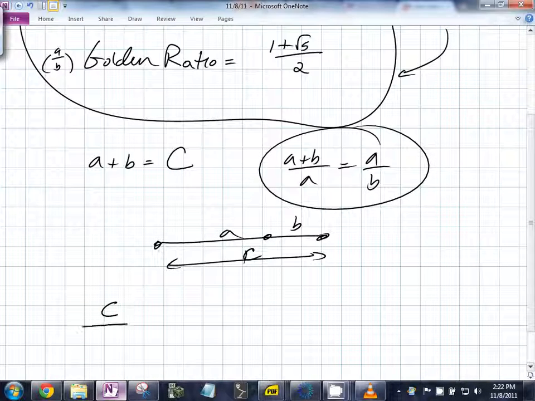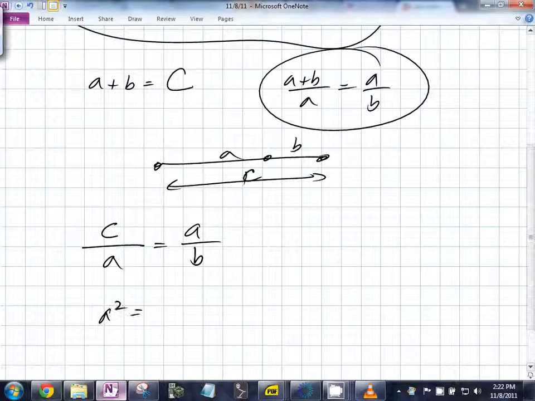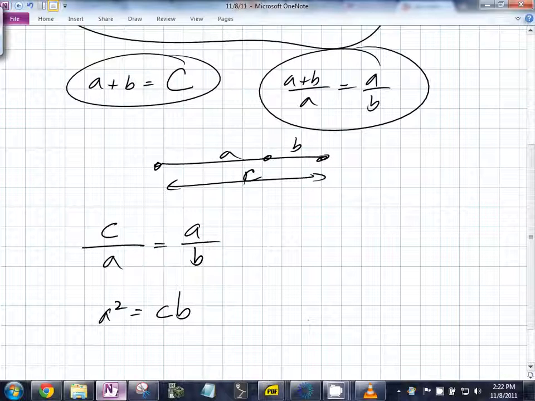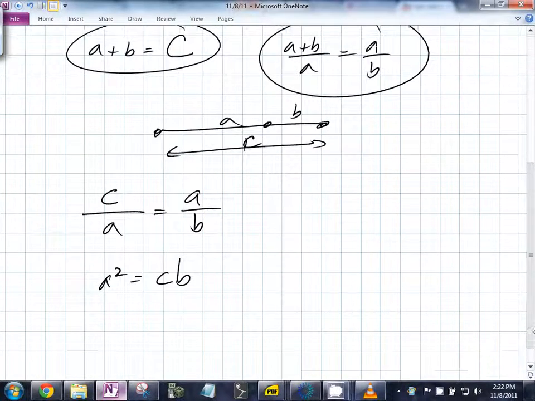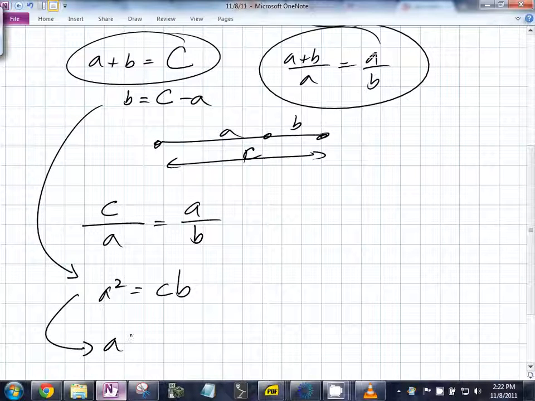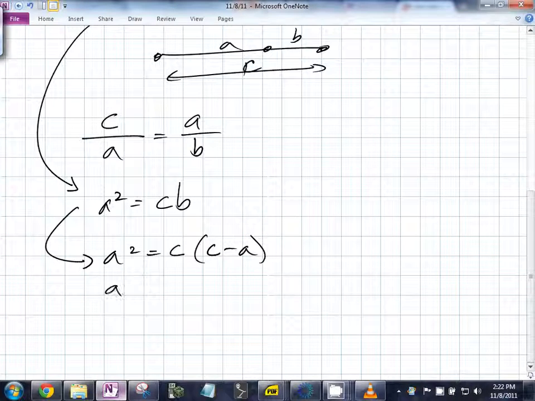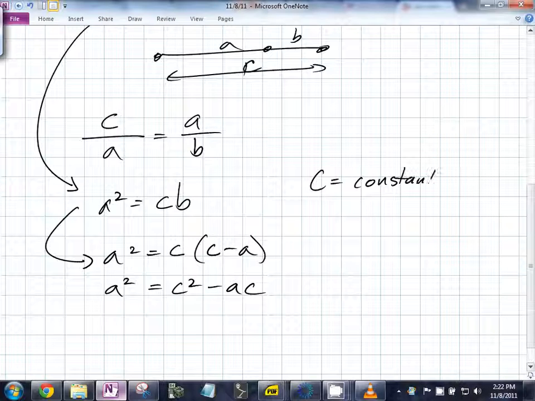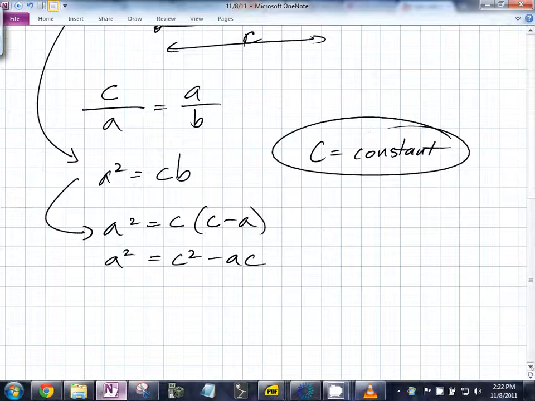So C over A is equal to A over B. So A squared is equal to what? To CB, right? But what does C equal? B plus A. What does C equal? A plus B, right? What does B therefore equal? C minus A. So let's take that and plug it in right there. And we get A squared is equal to C times C minus A. We did that because how many variables do we now have? Nope. How many variables do we have? Nope. 1. What is C? Constant. Is it a variable? No. How many variables do we now have? 1.